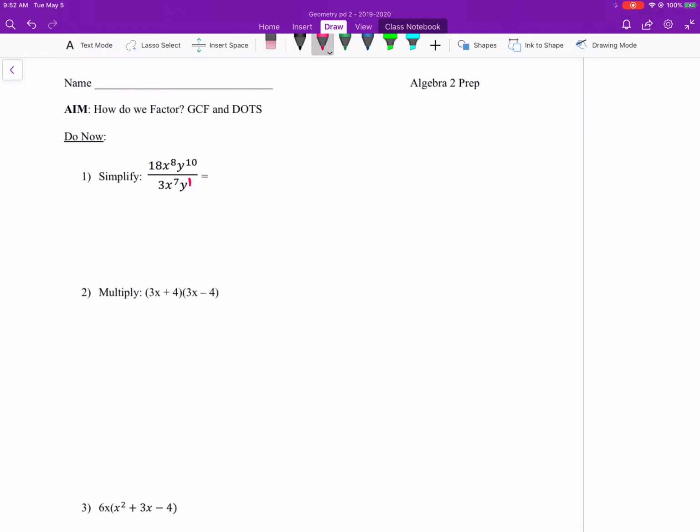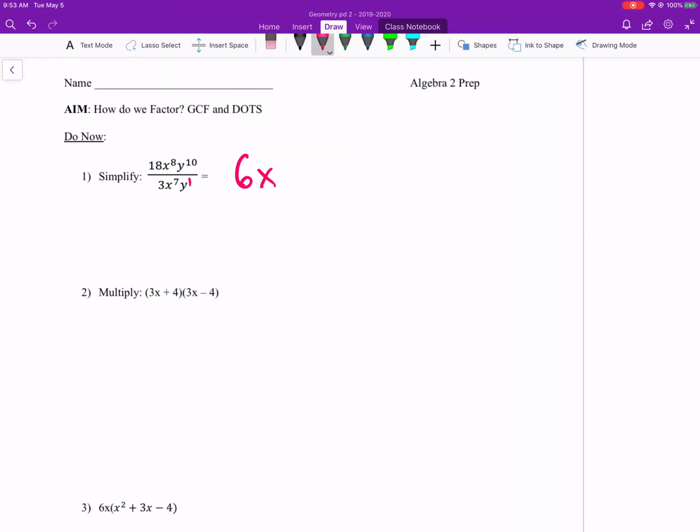What we got to do first, divide your coefficients, those numbers out front. So 18 divided by 3, which is 6. And then we need to deal with our x terms. So x to the 8th divided by x to the 7th. Remember, you keep your base, the variable x, as that base, and you subtract your exponents. All right, remember, if it was multiplication, we would be adding those exponents, but division, we subtract them.